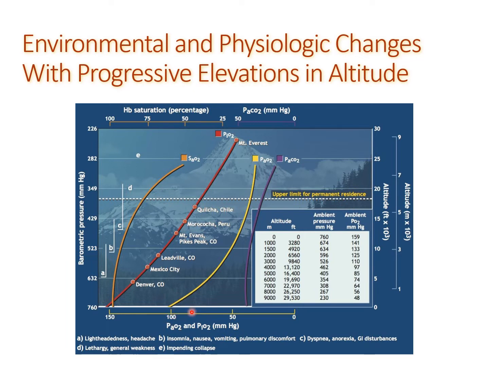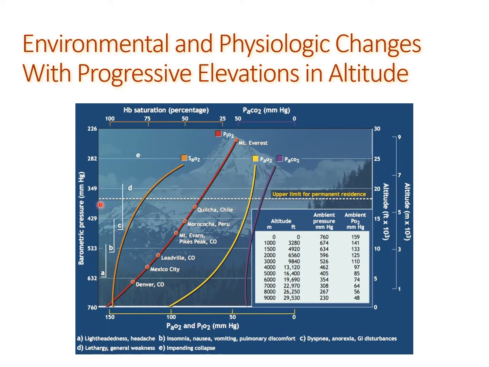And the reason that happens is because there's less pressure from the atmosphere pushing oxygen into our lungs. So you can see on the right side of this table that the pressure of oxygen at sea level is significantly higher than when we get to these higher altitudes. So we're not getting that outward pressure pushing oxygen into our lungs and keeping that saturation of oxygen high.